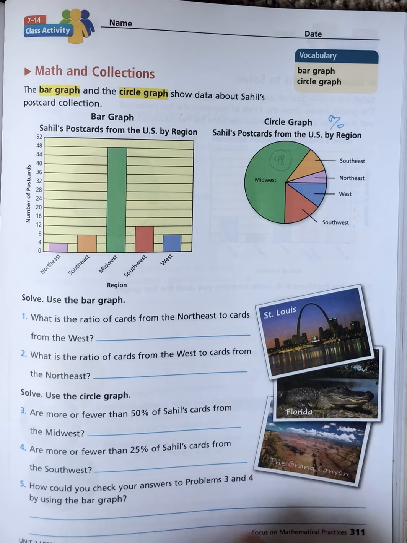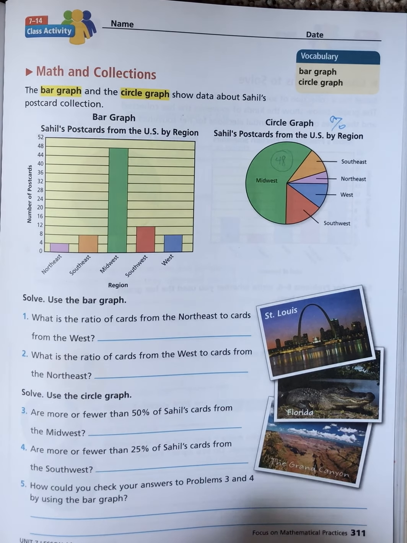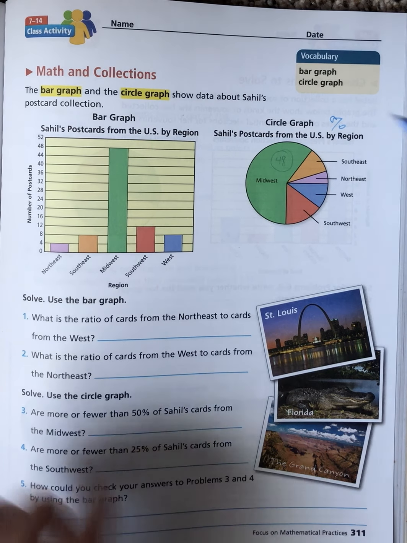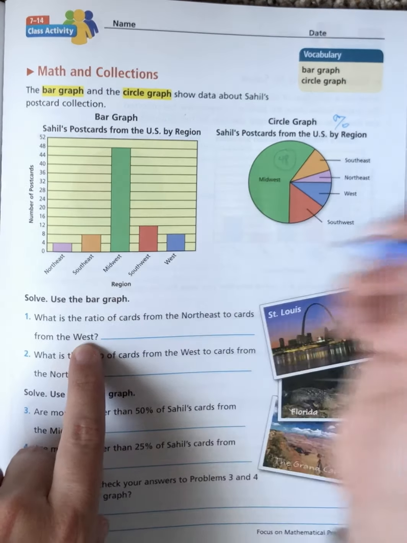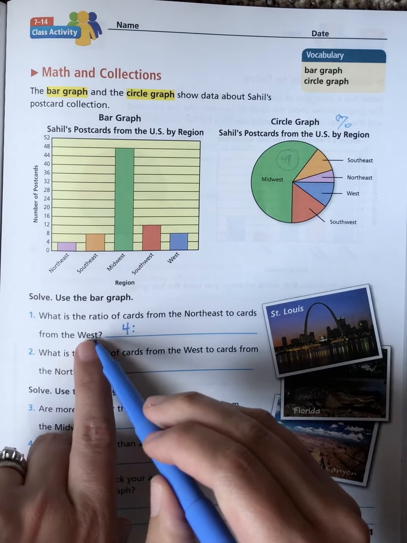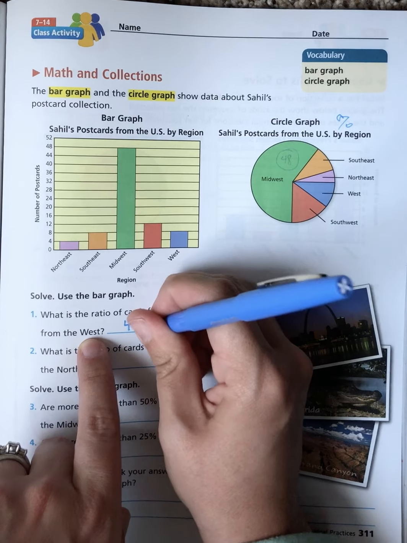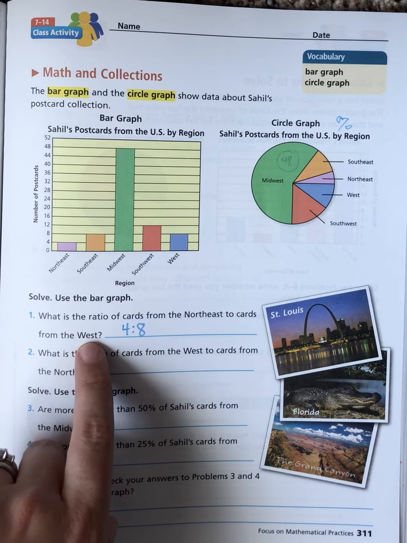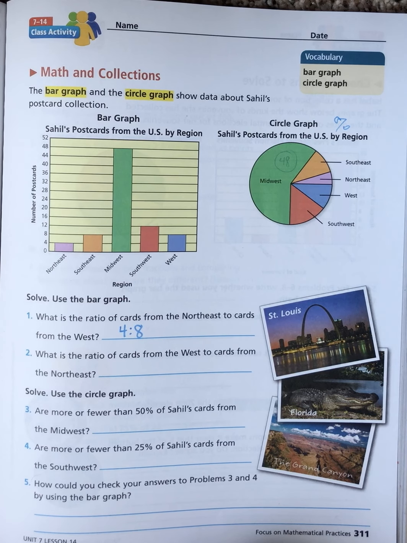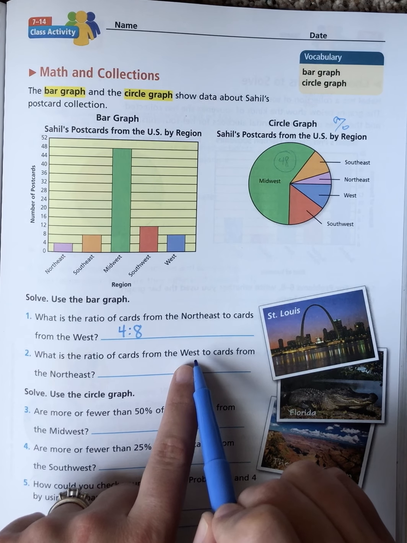Number 1 says, what's the ratio of cards from the Northeast to cards from the West? So because we're looking at numbers, I'm not really going to be able to use the circle graph here. So Northeast to the West. So Northeast is 4, and that's going to go first. And then the West is 8. So the ratio from Northeast to West is 4 to 8. If you wanted to simplify that ratio, you could. 4 to 8 is the same as half, or 1 to 2, but I'm just going to leave it as 4 to 8.